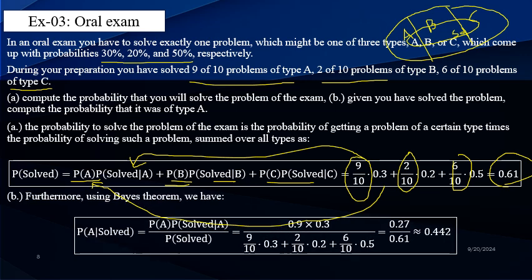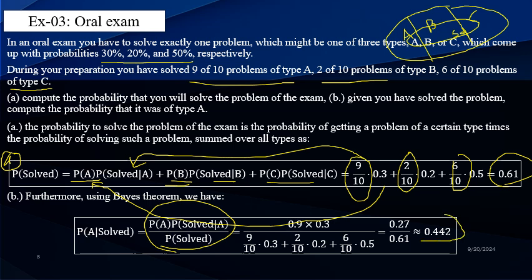So how will you compute it? By using Bayes rule. Bayes rule is coming here again. Probability of A given solve is equal to prior probability of A into likelihood of solve given scenario A, divided by probability of solve that you have computed here. So actually it is one question, I have just divided it into two questions. Anyhow, you have to compute the total probability, and just simplify this one. The final answer is 0.442.